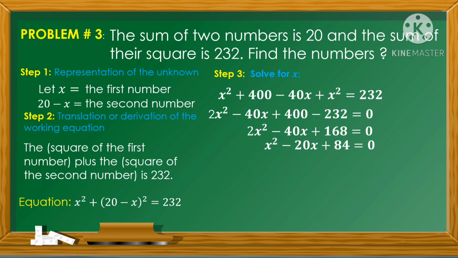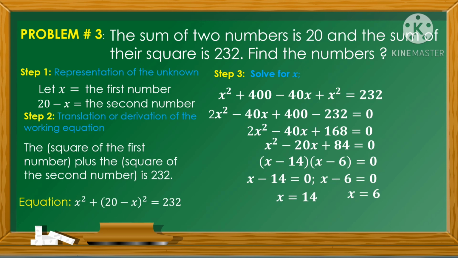Then we can factor now x squared minus 20x plus 84. The factors are (x minus 14) times (x minus 6) equals 0. Okay? So then equate each factor to 0. So you have x minus 14 equals 0 and x minus 6 equals 0. Therefore, x is positive 14 and positive 6.